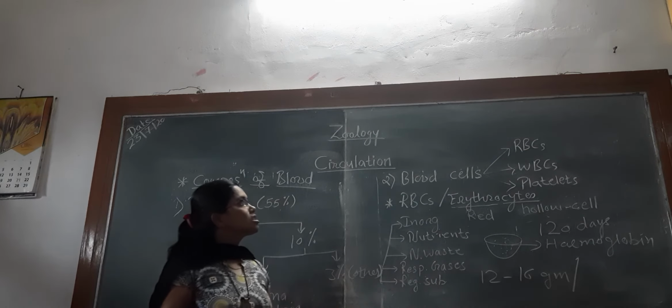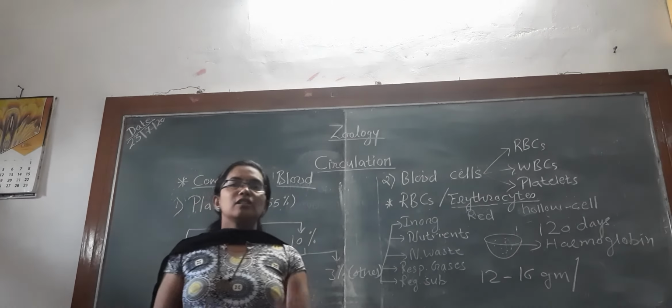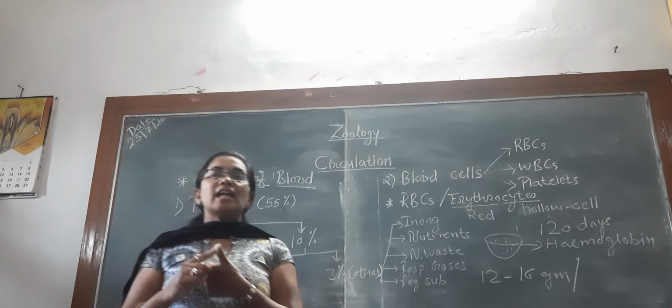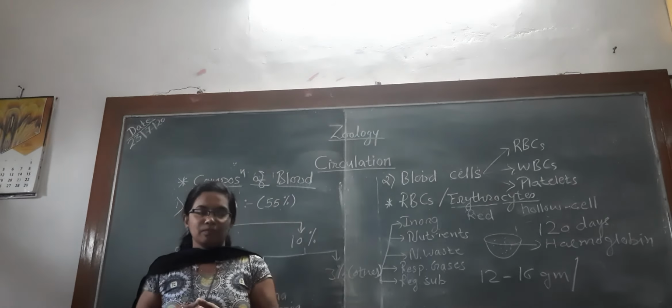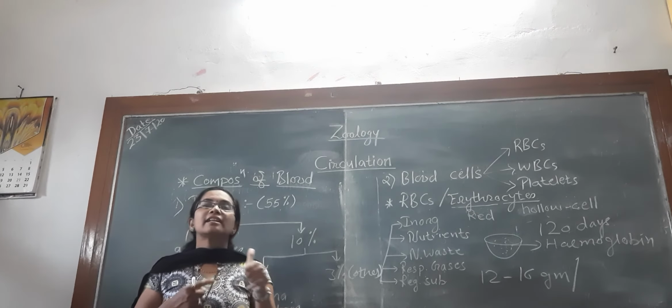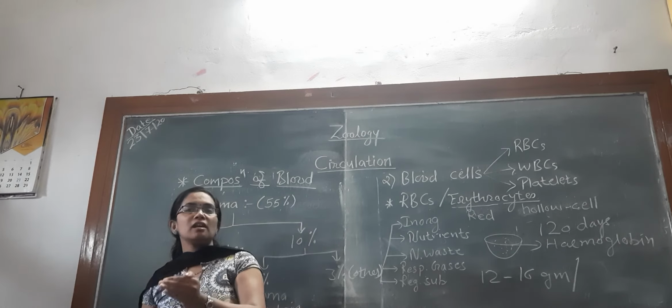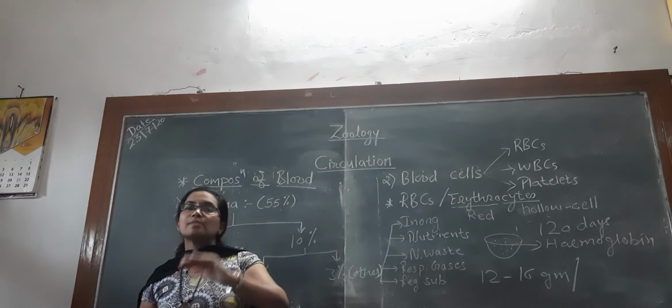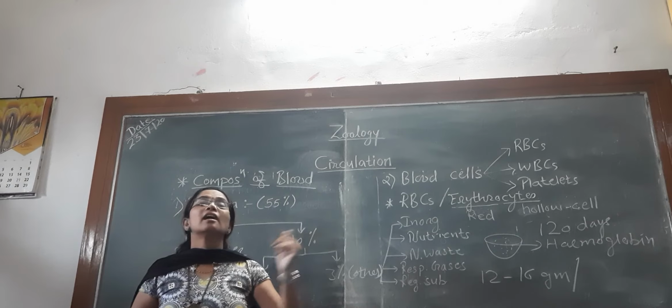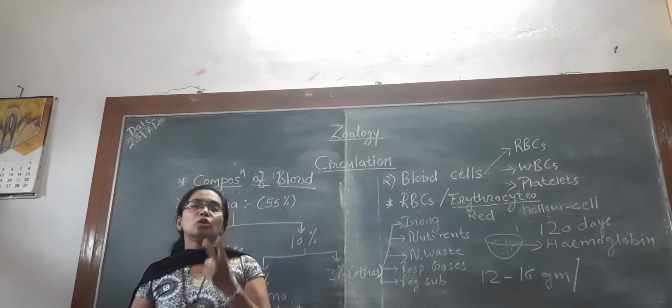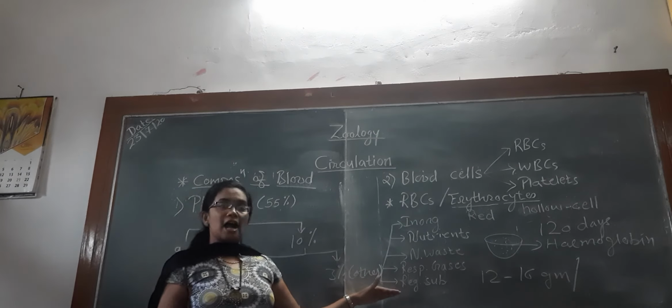So what are the functions of RBCs? The first function is that it acts as a buffer. Second, it carries oxygen from the lungs to the various parts and it transports CO2 from cells to the lungs. So these are the two main functions of RBCs.